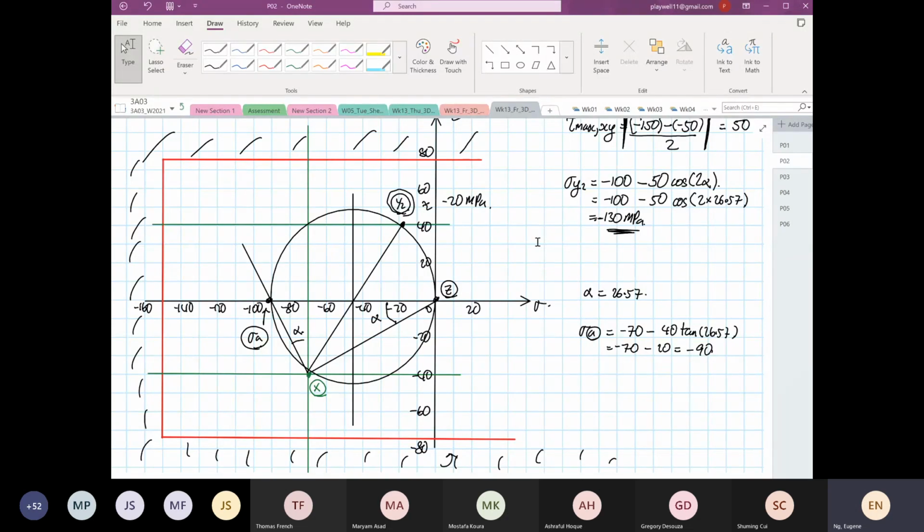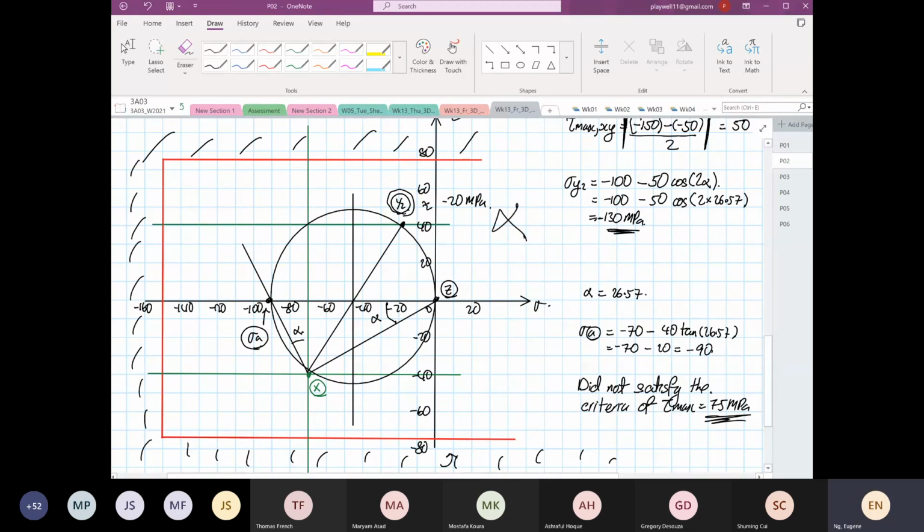The reason why is that they do not satisfy the criteria of tau max must be equal to 75 megapascal. You all can see that, right? So this is the only circle that you need to draw, because all 3 points, x, y2, and z are on one circle. And this is also a 3D Mohr circle. So that's why this answer is not valid.